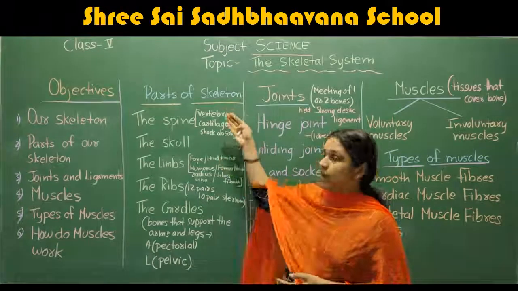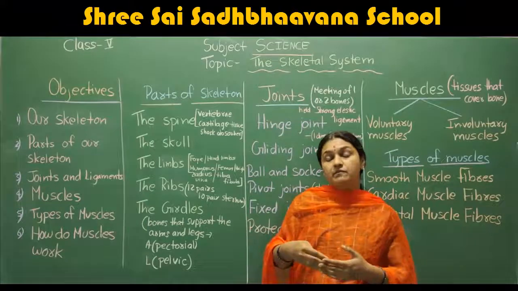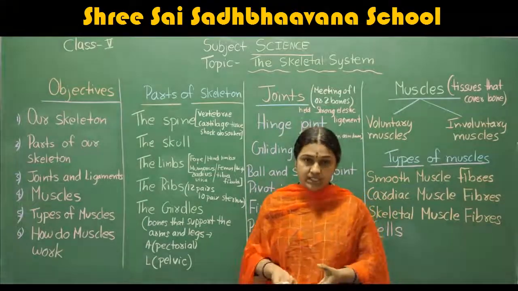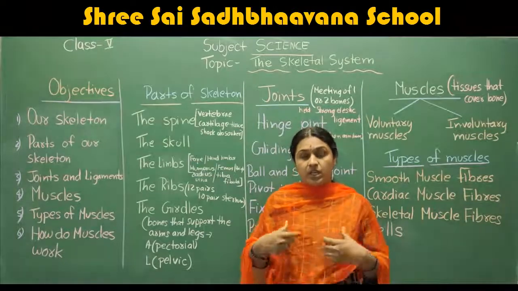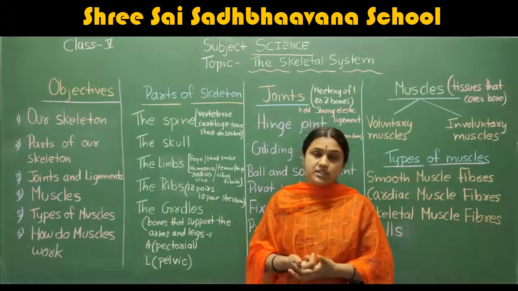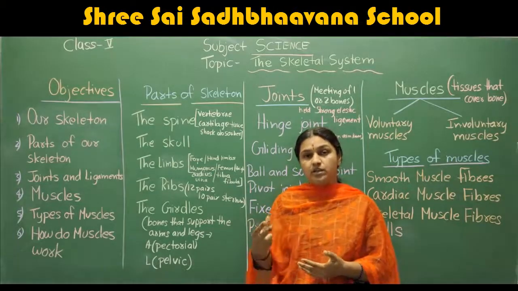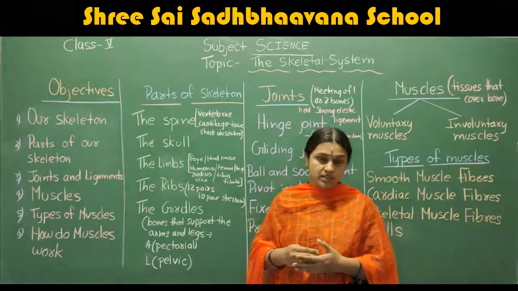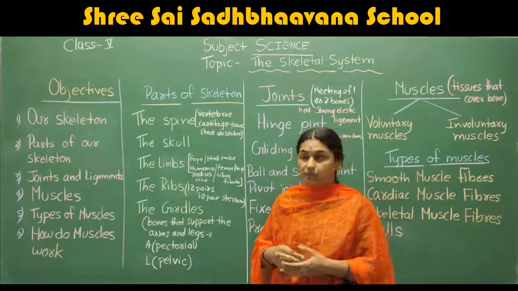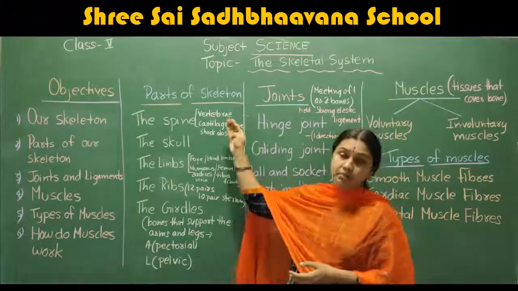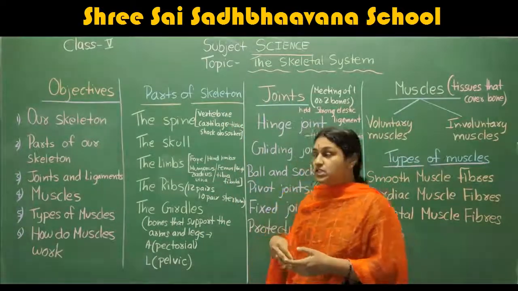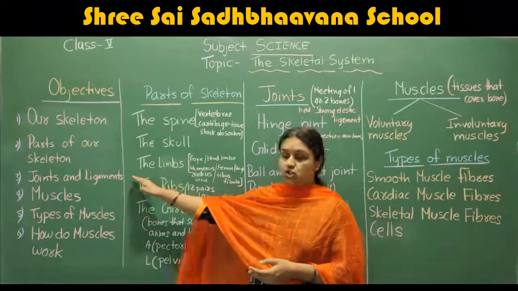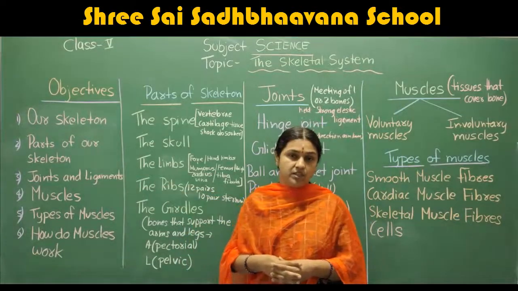So these are the parts of the skeleton which are very important in the skeletal system. They have their own functions, and they also protect the internal organs. Right, children? So with this, we understood what the parts of the skeleton are and how they function. Now let's move on to the next topic, which is joints and ligaments.